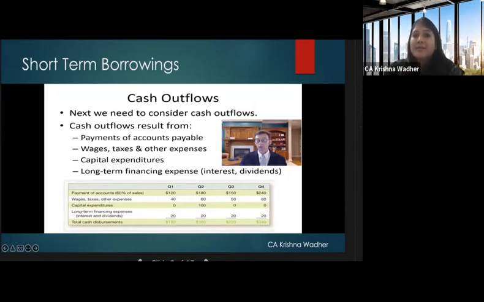So when you analyze the balance sheet, you also have to see the pattern of the company: how regularly it is taking borrowings, and whether it is repaying them, or it is adding on to the value, or it is decreasing the value year on year.